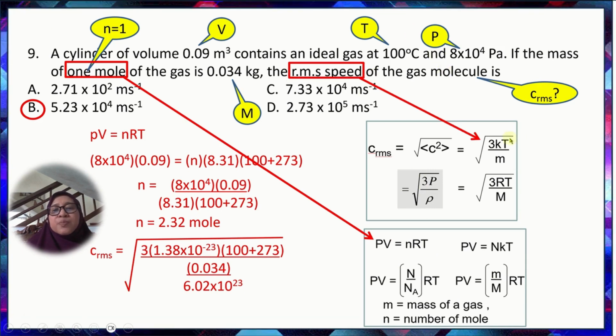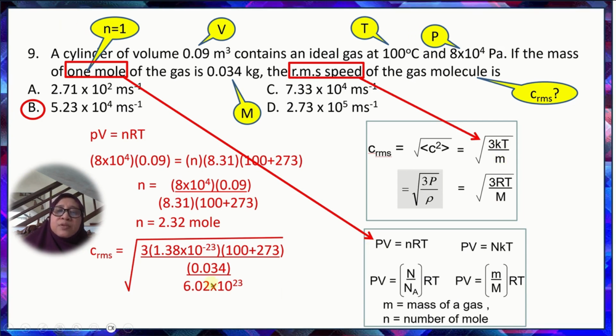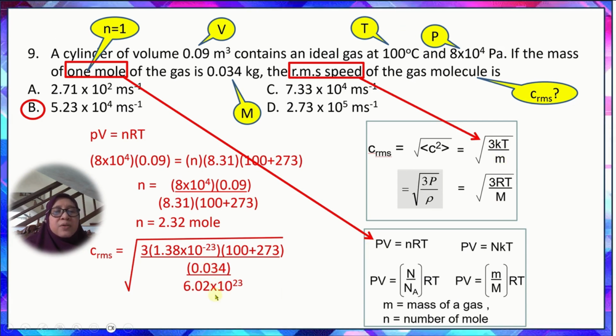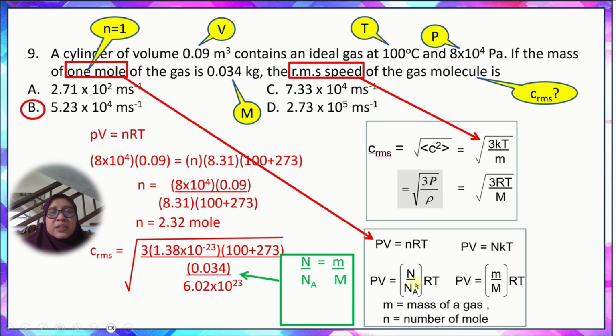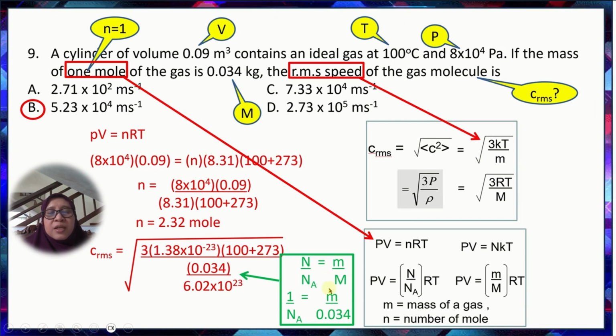We are going to find the r.m.s speed, so we straight away use this equation. We can use molar mass, but if we want to use this equation, the mass of one molecule is the molar mass over Avogadro number, for 1 mole. From these two equations, n over Avogadro number equals the mass of one molecule over the molar mass. So the mass m is 1 over Avogadro number times the molar mass, 0.034. We use this equation to get the mass of one molecule.